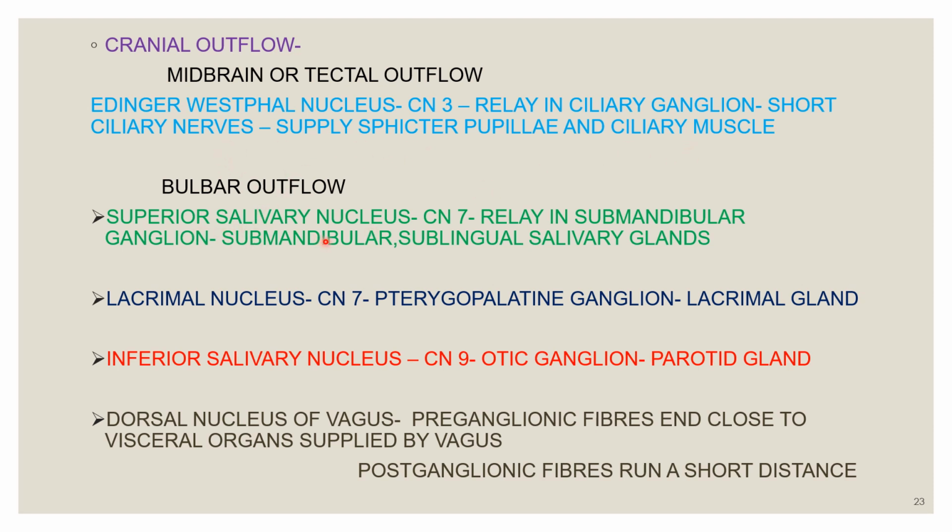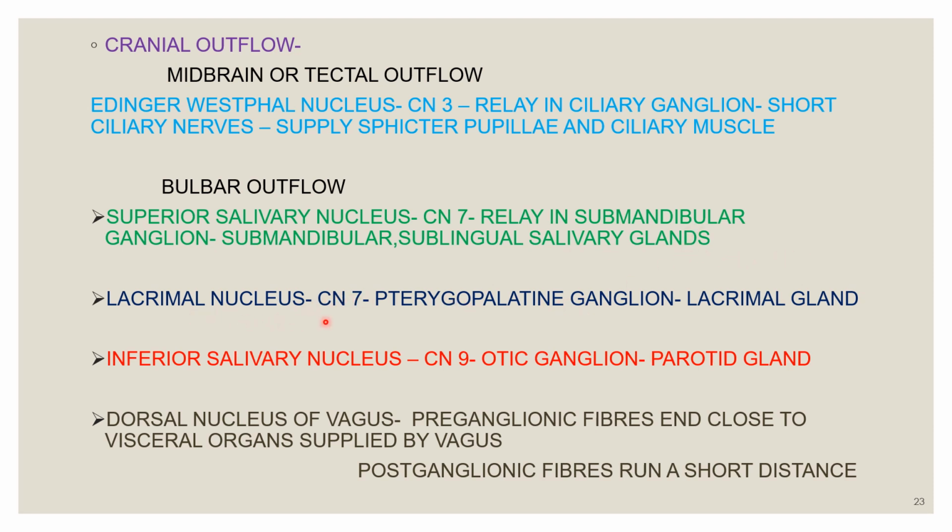Now coming to the bulbar outflow. It is from 4 nuclei. Coming to the superior salivary nucleus, the preganglionic fibers arise from the superior salivary nucleus, and they will enter into cranial nerve 7. They will relay in the submandibular ganglion. Then the postganglionic fibers arise from the submandibular ganglion and they will pass to the submandibular and sublingual salivary glands.